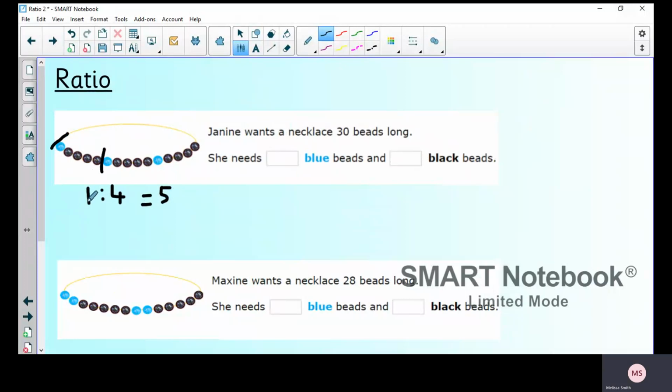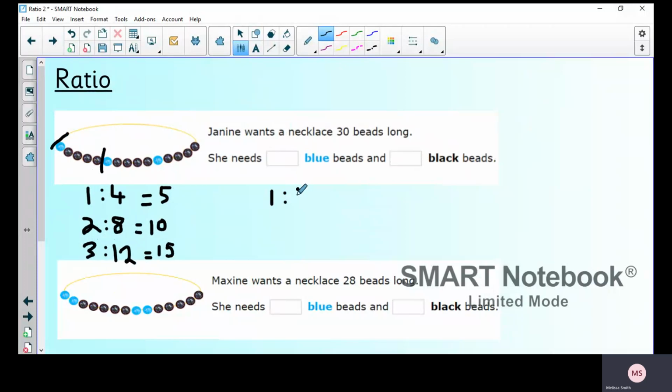We could keep scaling up the ratio until when we add the 2 parts, we get 30 beads. So we could say, okay, well, the next one will be 2. For every 2 blue, there's going to be 8 black. 8 add 2 is 10. And then let's have a look at if there's 3 blue beads. For every 3 blue beads, there will be 12 black beads, which gives me 15. And I could keep going. There's also another way to do it.